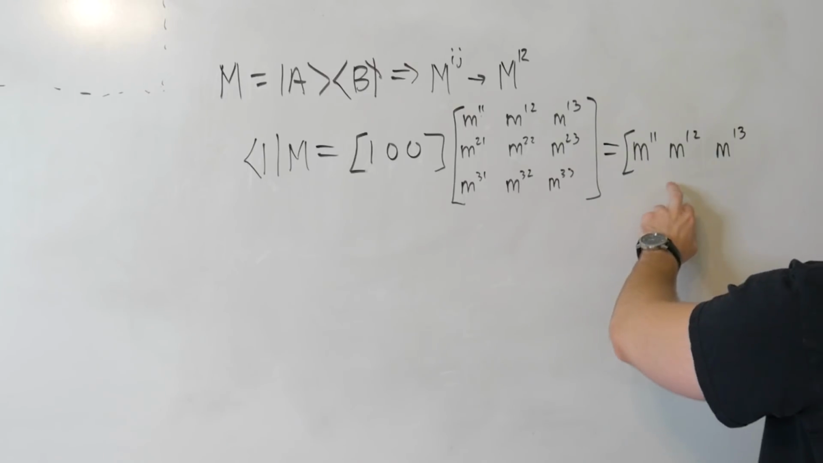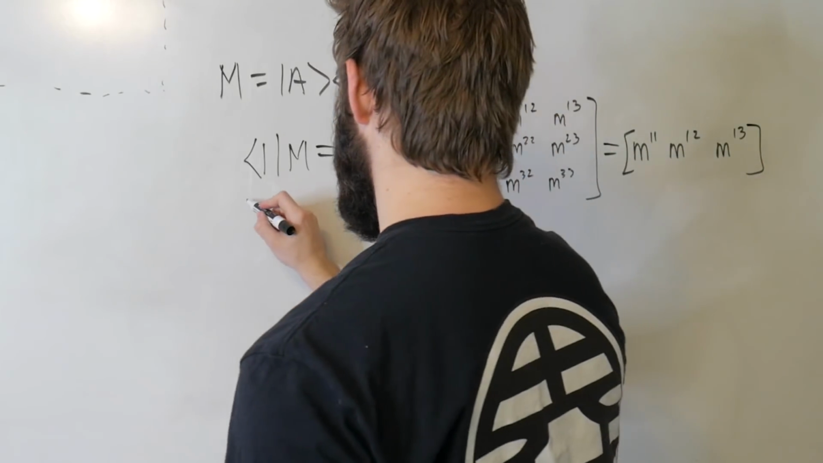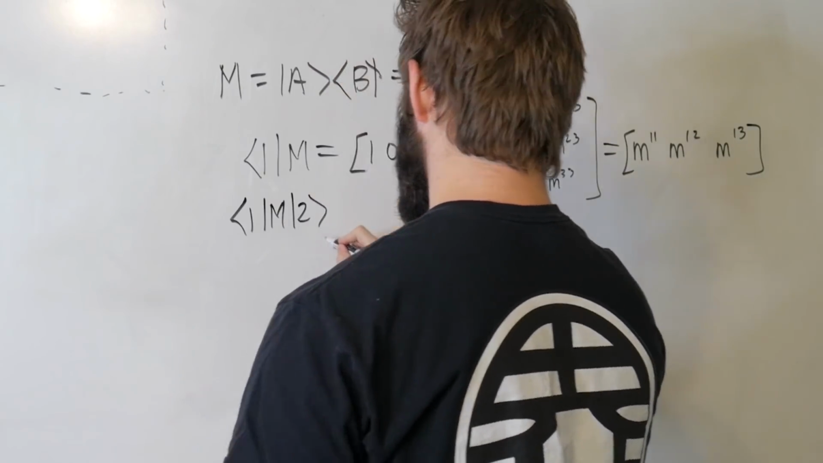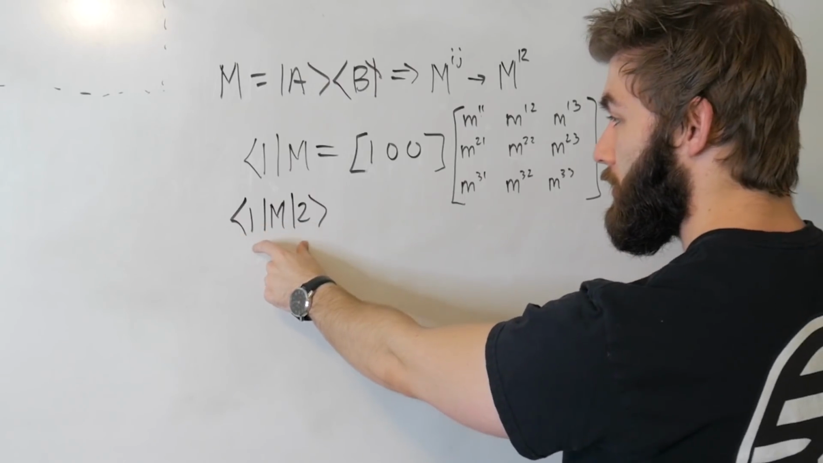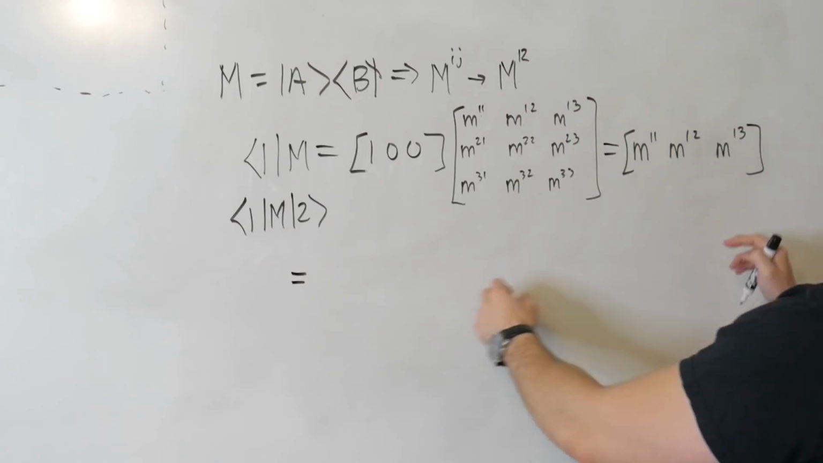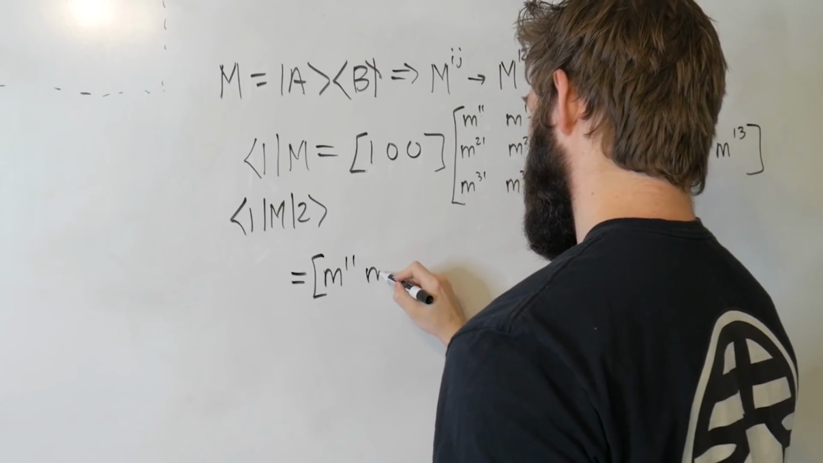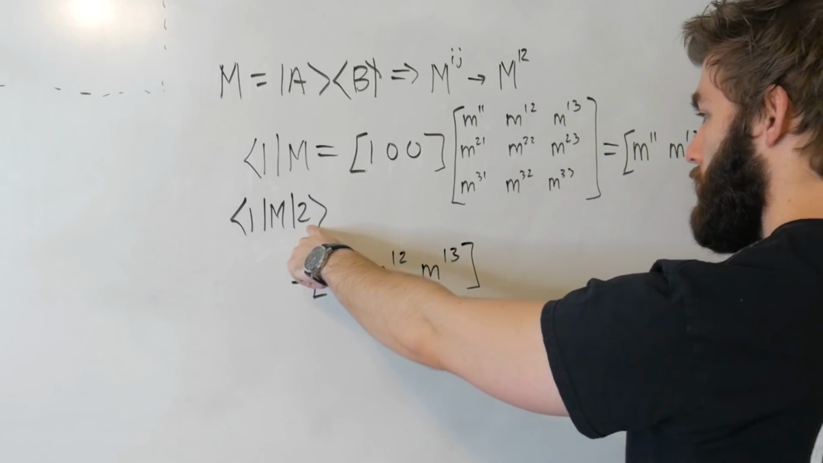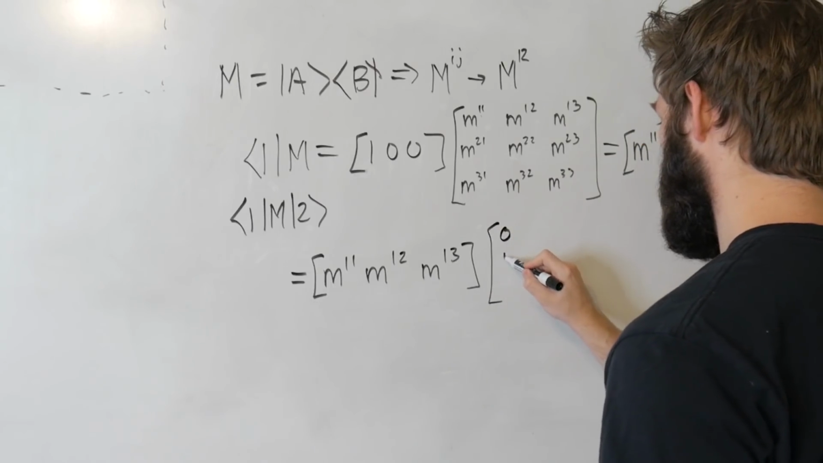Okay? Now, what we can do is we're going to find out what this is. ⟨1|M|2⟩. So we're sandwiching in essentially this M in between the two things that we're going to assume are the row and the column. So that's going to equal, well, this we just found, that's just this row vector. So that's M11, M12, M13 times the column vector |2⟩, which is just the y hat unit vector, 0, 1, 0.